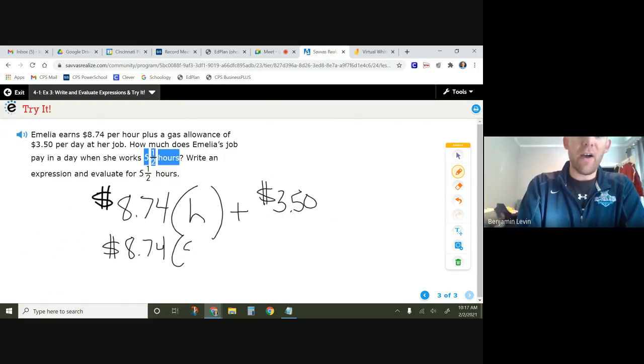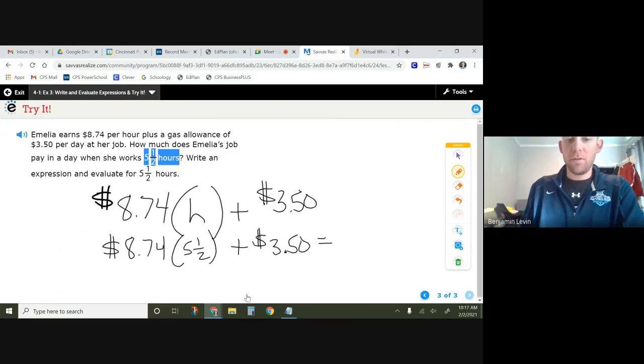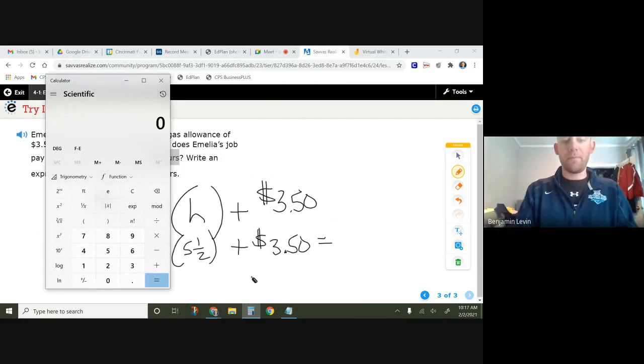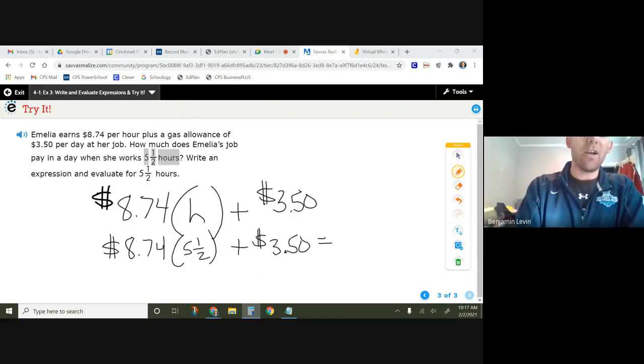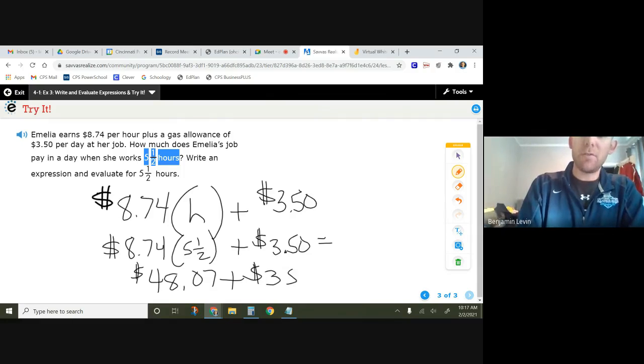8.74 times 5.5 plus 3.50 equals... $8.74 times 5.5. We know that 5.5 is the same as 5 and a half, and a half equals 0.5. So she makes $48.07 in hourly wages, plus she gets $3.50 for gas.